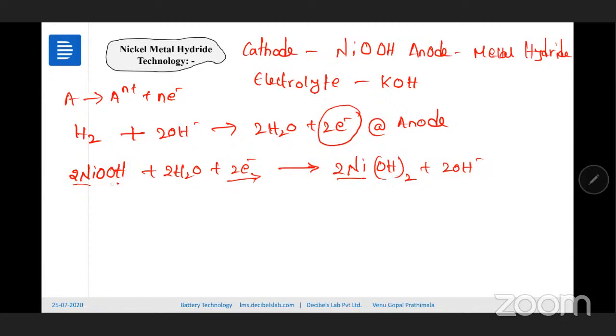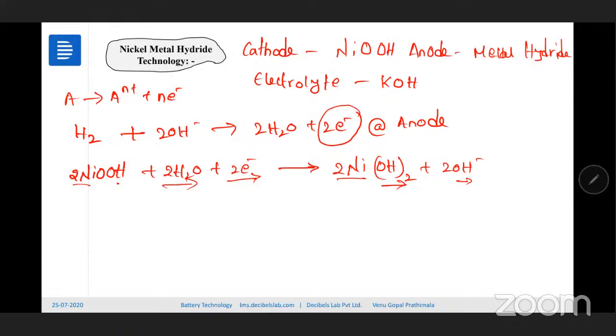Sorry, it is 2 OH. So here we are having 2 OH and a total of 4 hydrogens, right? Yeah. 2 hydrogens over here, and nickels were balanced. Oxygens were balanced.